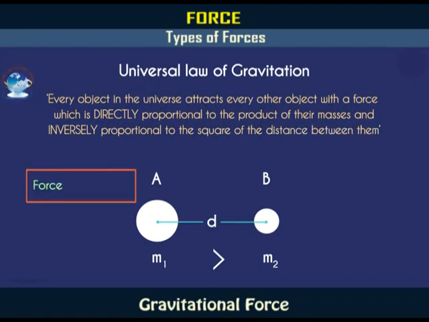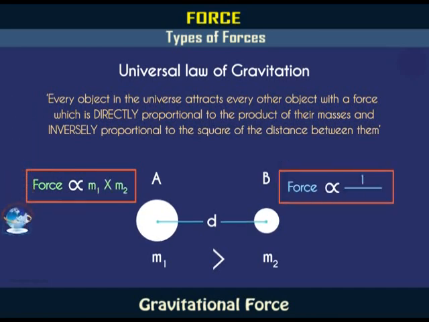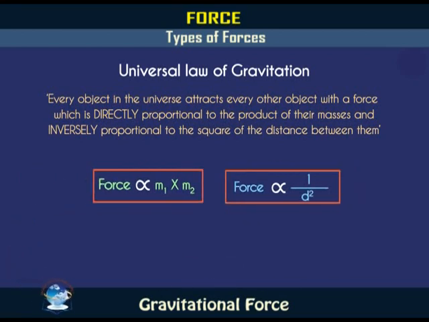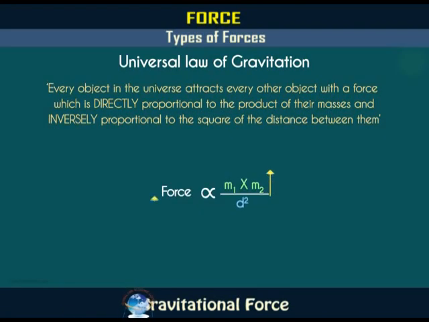Mathematically, the force is directly proportional to the product of their masses and inversely proportional to the square of the distance between them. These two expressions can be combined into one. So if the mass of any of the objects increases, the gravitational force will have more magnitude. And the more the distance between the two objects, the lesser the gravitational force.